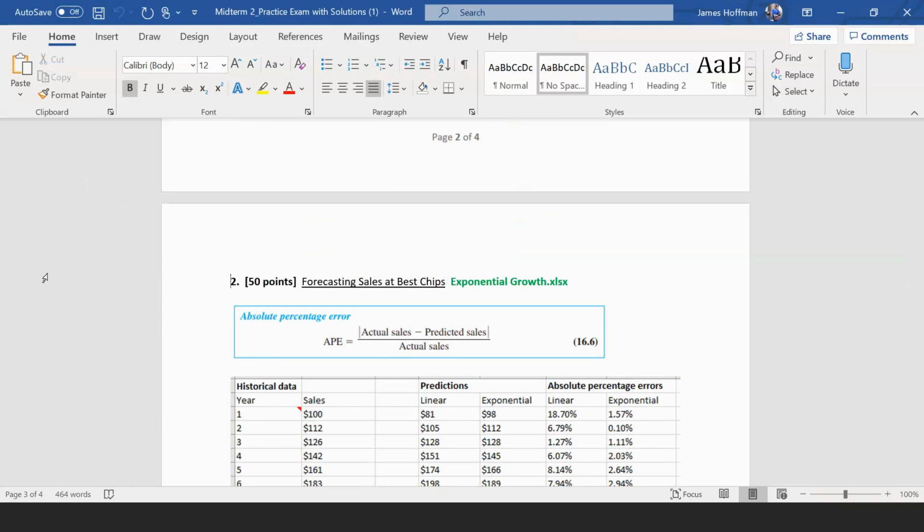All right, so question two is on the last one we did on, I believe, Monday. So example 14.1, which was on the forecasting Best Chips one. And so there's a nice question. We did some similar practice questions on Monday. But here's another one. All right, so this is from example 14.1, which was the exponential growth model.